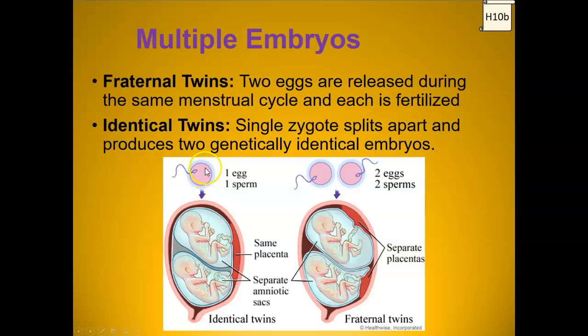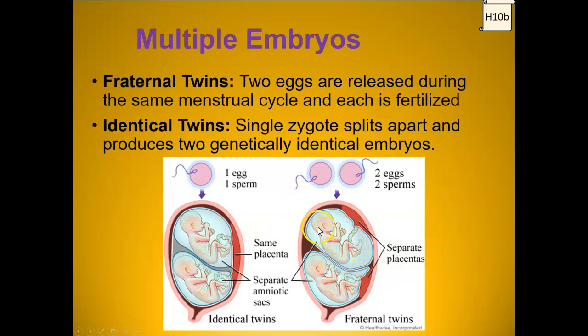So this is where there's a single egg that's been fertilized. As it starts to develop, at some point it splits apart and produces two genetically identical embryos. So here you can see the placenta and the two fertilized individuals there, but they're genetically identical. There is some variation on these that we won't go into, but those are the two major ways that twins or multiples can happen.